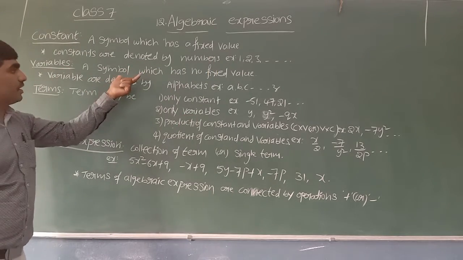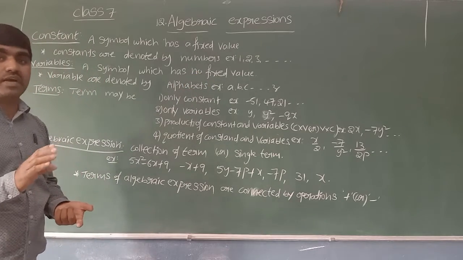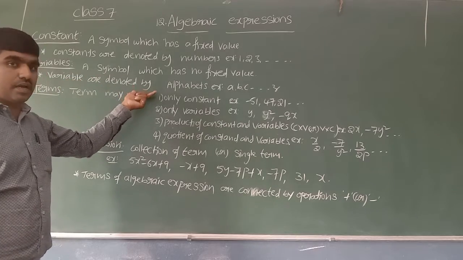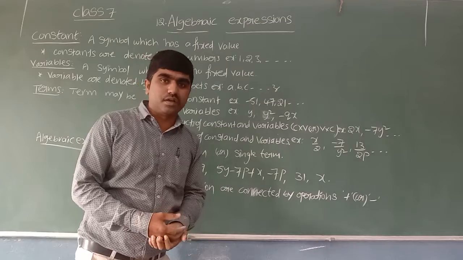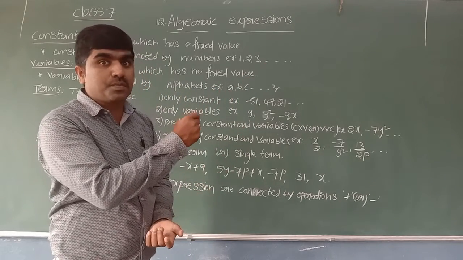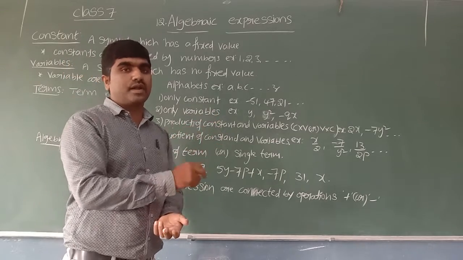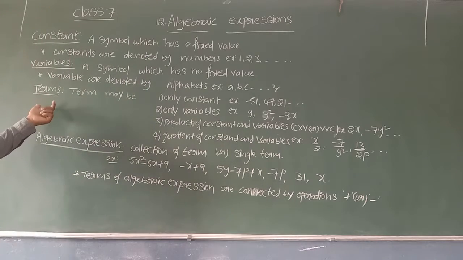And variable means what? A symbol which has no fixed value. It has an unknown value. So to represent those unknown values, we take alphabets, the small alphabets a, b, c up to z. Let the amount in my pocket be equal to x rupees. What is x? Unknown value, right? To express those unknown values, we take the help of alphabets, small letters, beta. And what is meant by term?